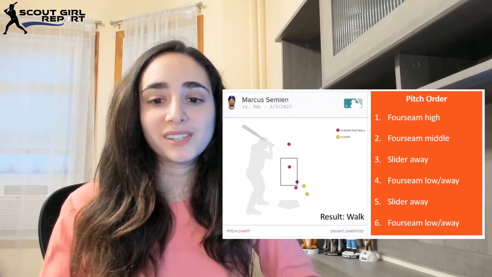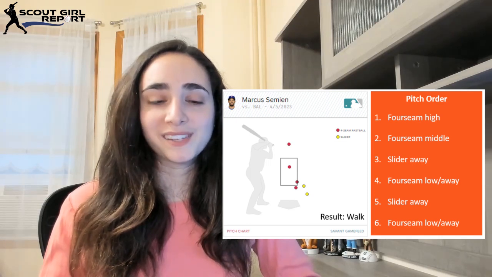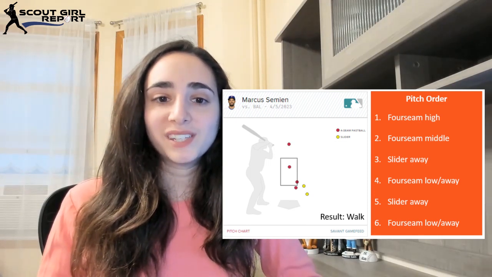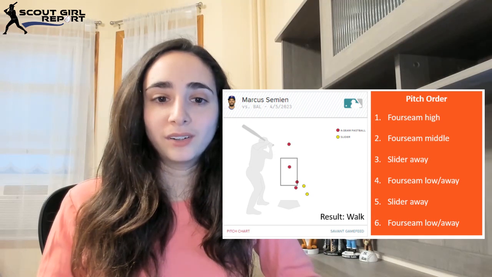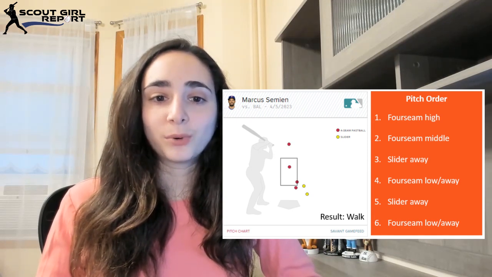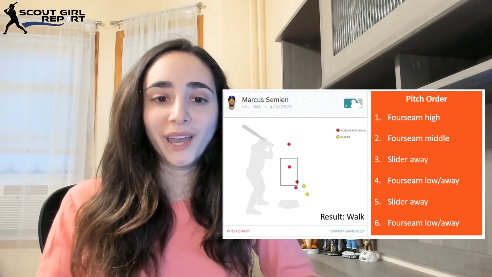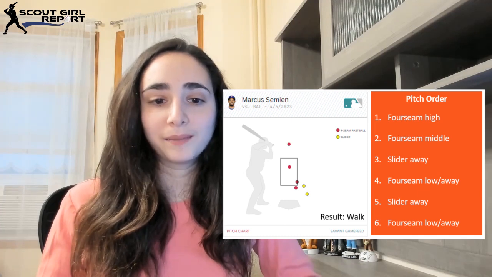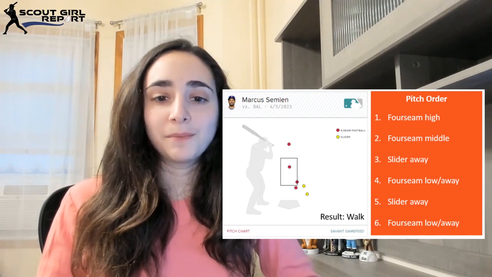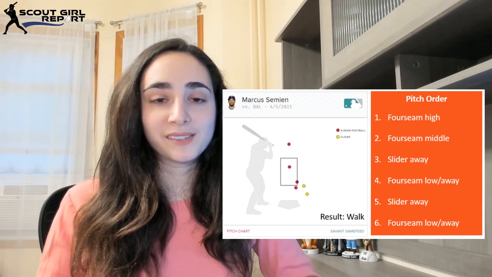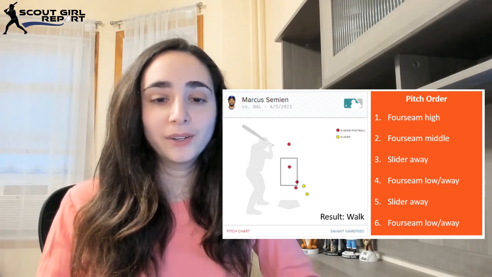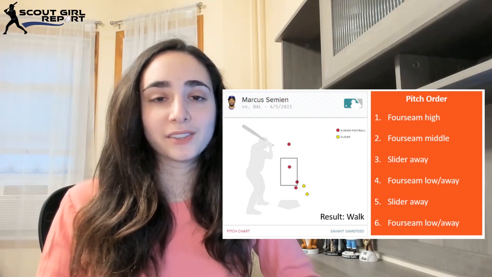Walking through his first at-bat, this is the pitch order. I'm sorry, it's kind of hard to see here. It's a four-seam high, then he threw a four-seam middle, slider away, four-seam low away, slider away, and then a four-seam low and away. So with the exception of the four-seam middle, Rodriguez focused on switching Semien's eye level, going from high to low, and he stayed toward the lower outside third of the zone.